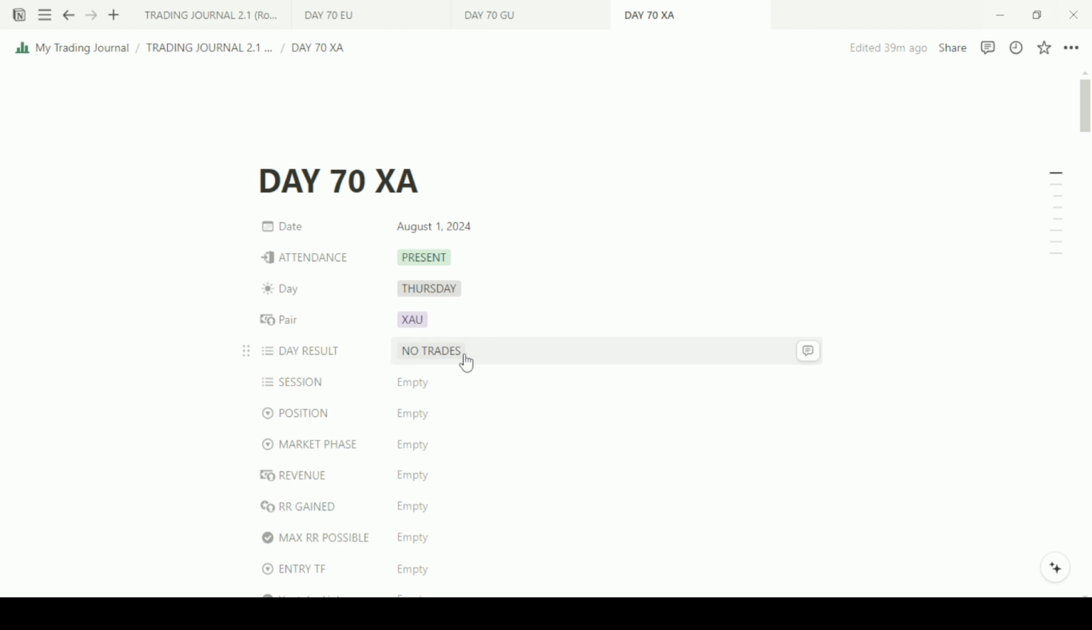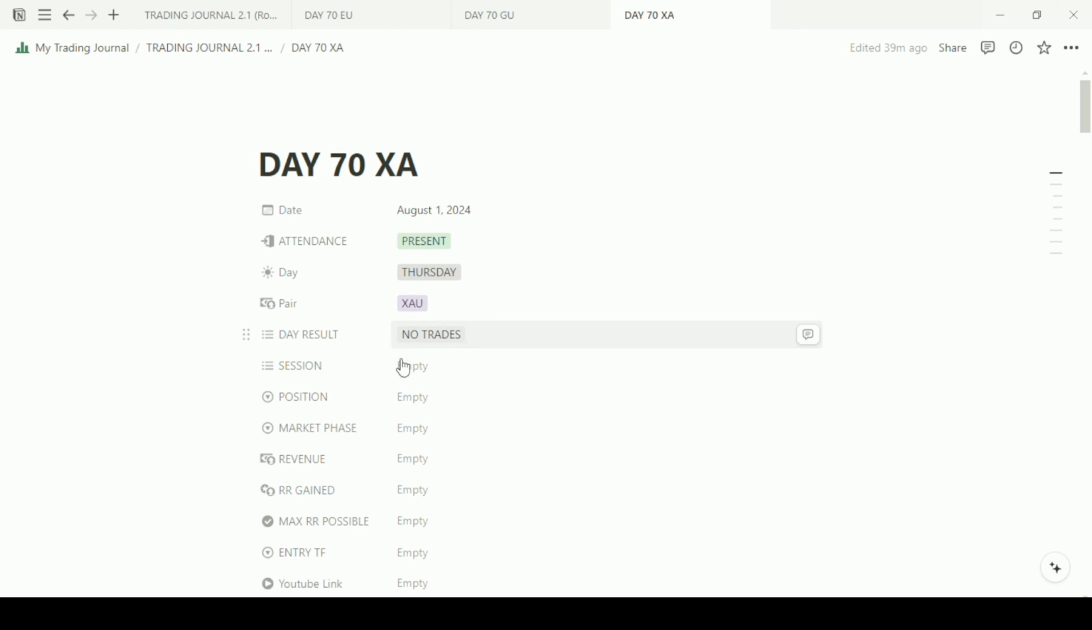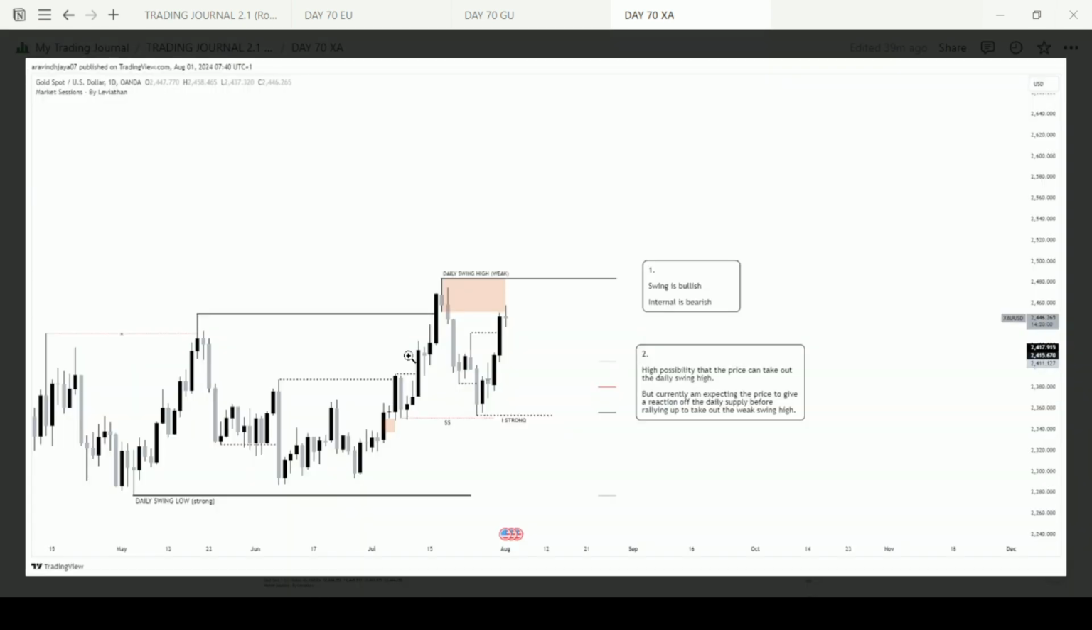The price action almost gave me an entry, a valid profitable entry, but in the end, it didn't satisfy my liquidity criteria, so I didn't take the trades. So let's see what happened in the gold versus dollar chart.